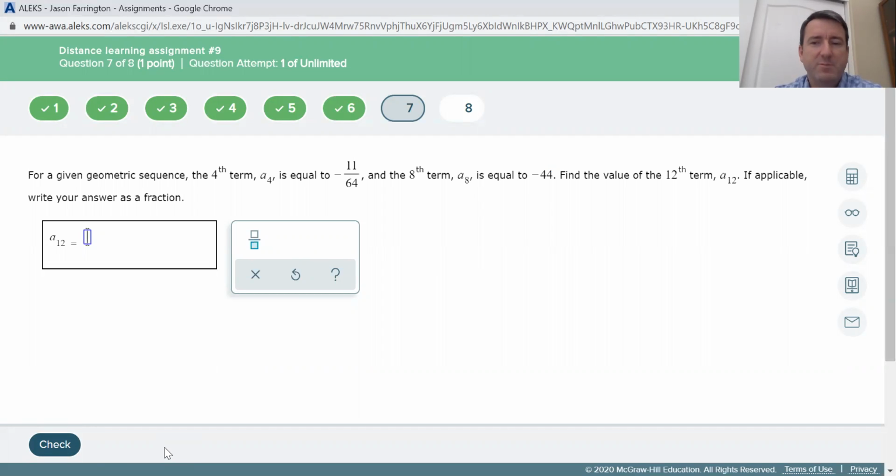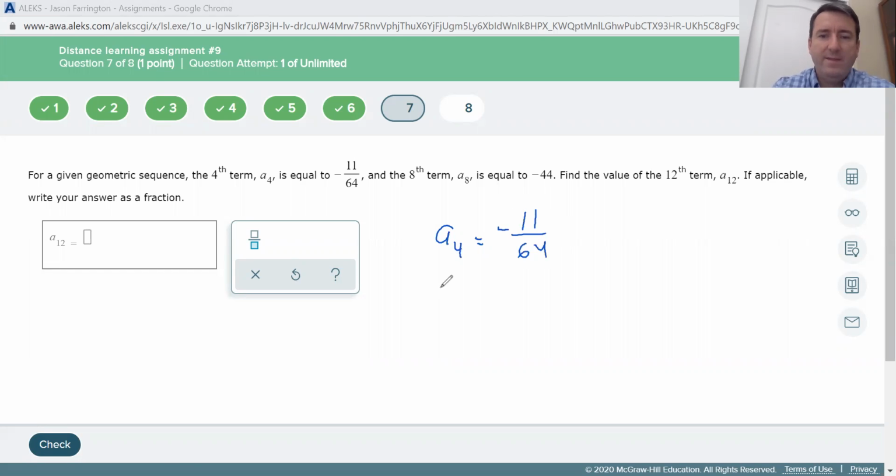If I were to see this problem on a test, especially a timed test, I would do it a little bit differently. Here's what I would do. I would recognize that the 4th term is negative 11/64 and the 8th term is negative 44. So I would find the ratio between these two by dividing negative 44 by negative 11/64.